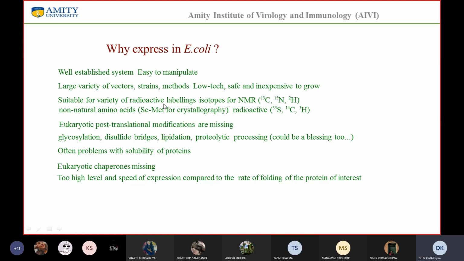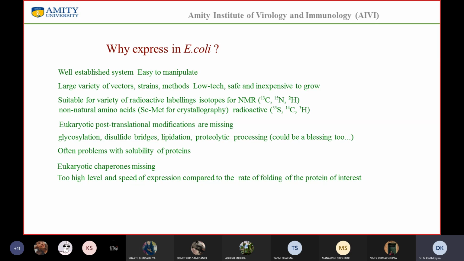Okay. And it is suitable for a variety of isotope labelings. Suppose you want to do protein NMR, then it can incorporate 13C, 15N, or deuterium isotopes. All those things can be incorporated. It will take them up, and it can also take up non-natural amino acids, which are very useful for crystallographic studies. And most importantly, the post-translational modifications that you would see with mammalian cells are missing, right?